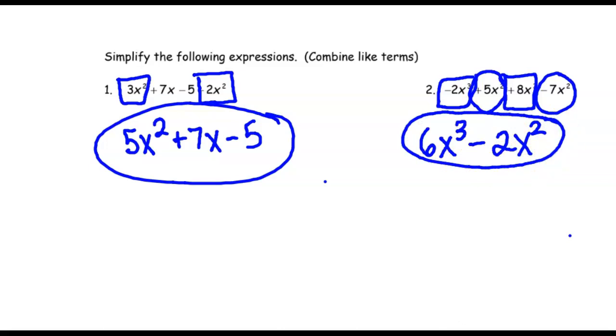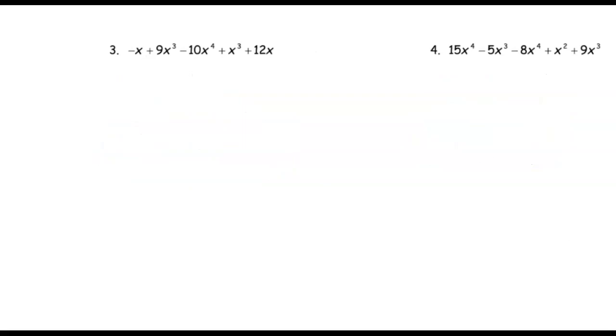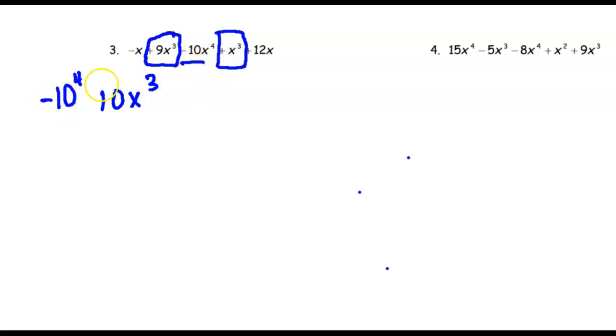Okay, looking at number 3. We've got 9x to the third, and we've got positive x to the third. Don't forget the coefficient. If there's not one listed, the coefficient is 1. So 9x to the third plus x to the third is 10x to the third. Okay, but oops, I forgot about our negative 10x to the fourth here. There's nothing to combine that with, so I'm going to list this out front because I like to start at the highest exponent and go down. And that would be plus 10x to the third.